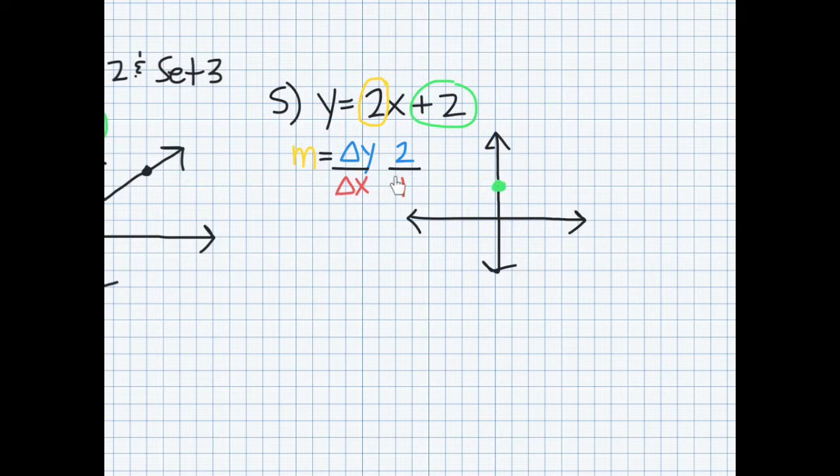And then in this case, I'm going to be moving up 2 and to the right 1. Up 2 and to the right 1.